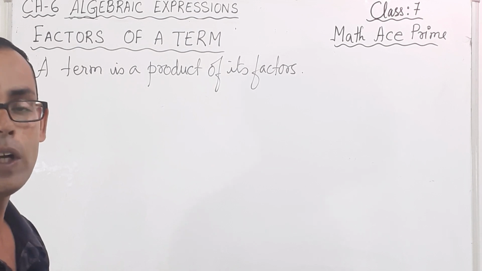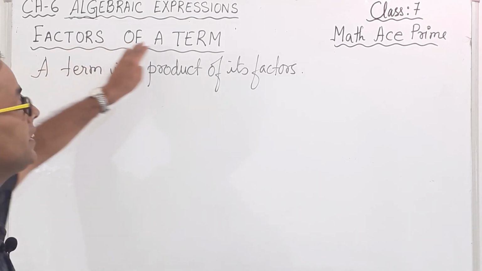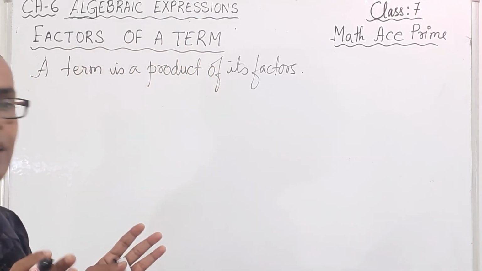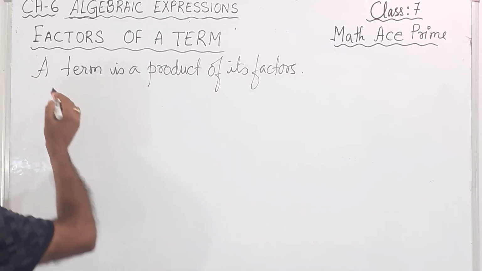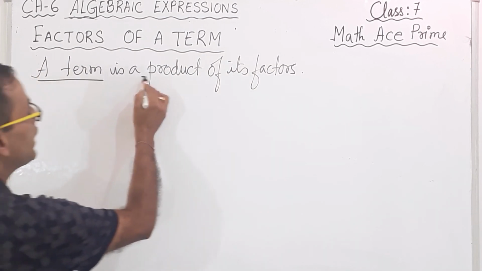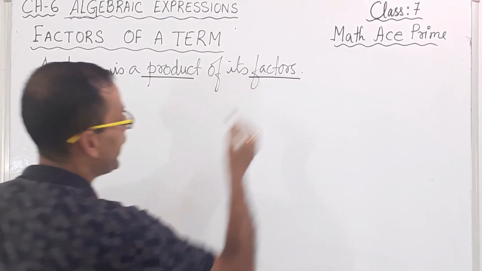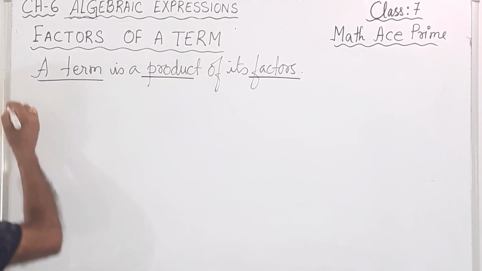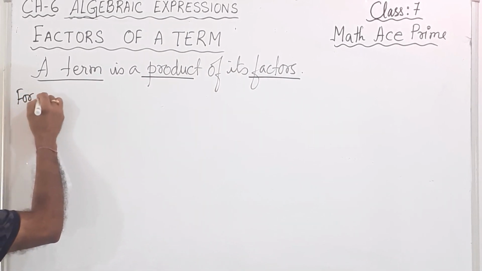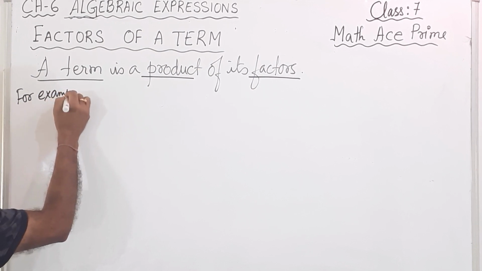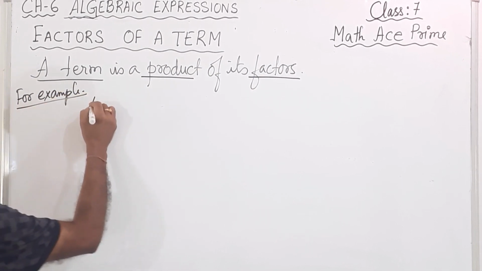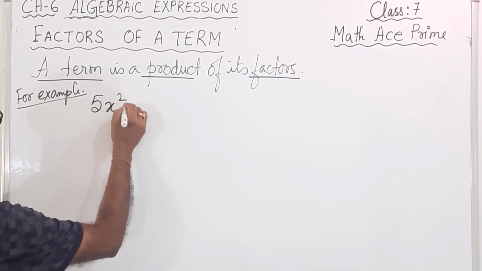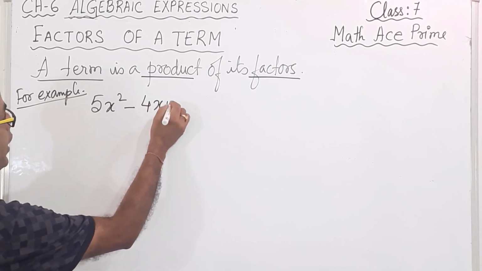Now students, we are going to understand factors of a term. So what does this term mean? A term is a product of its factors. Suppose I take one example, 5x square minus 4xy.